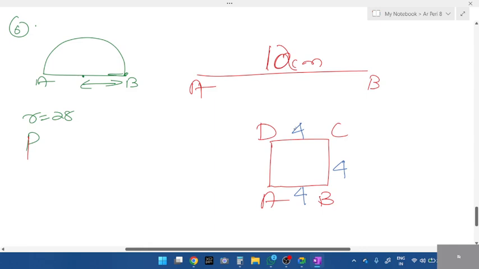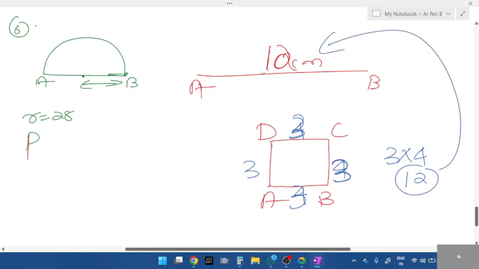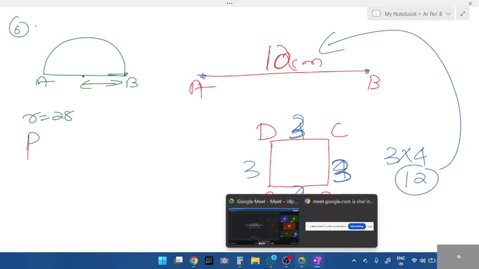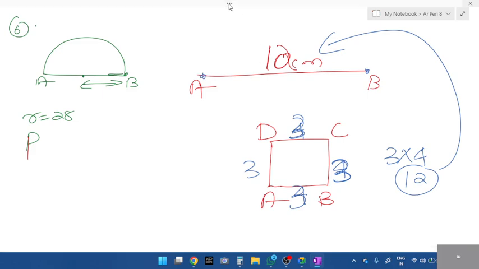Each side should be 3 centimeters, right? How much is 3 into 4? 3 into 4 is 12. Is the value the same? Perimeter? Respond. Is the value the same? Yes. So the concept here is you have to convert it to a straight line, students. You have to calculate the perimeter. Basically perimeter. Now I'll tell you how to write.